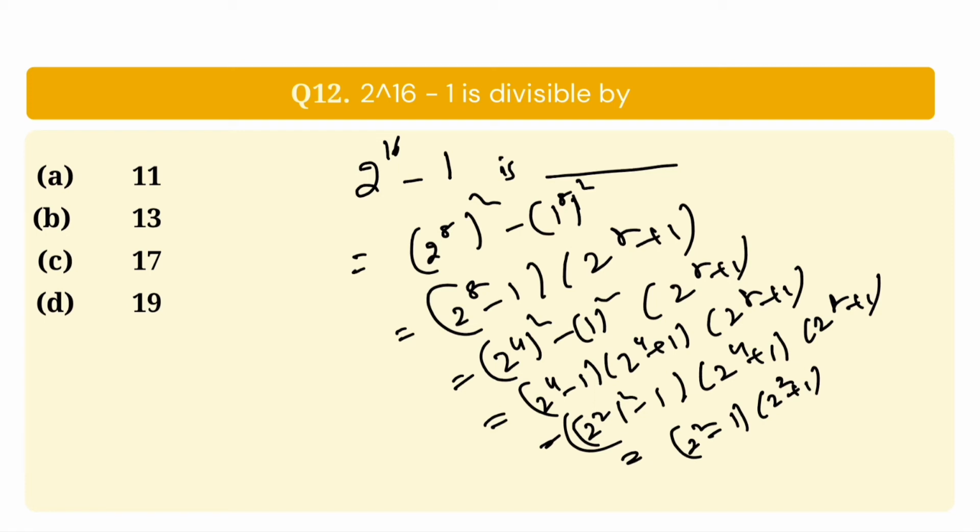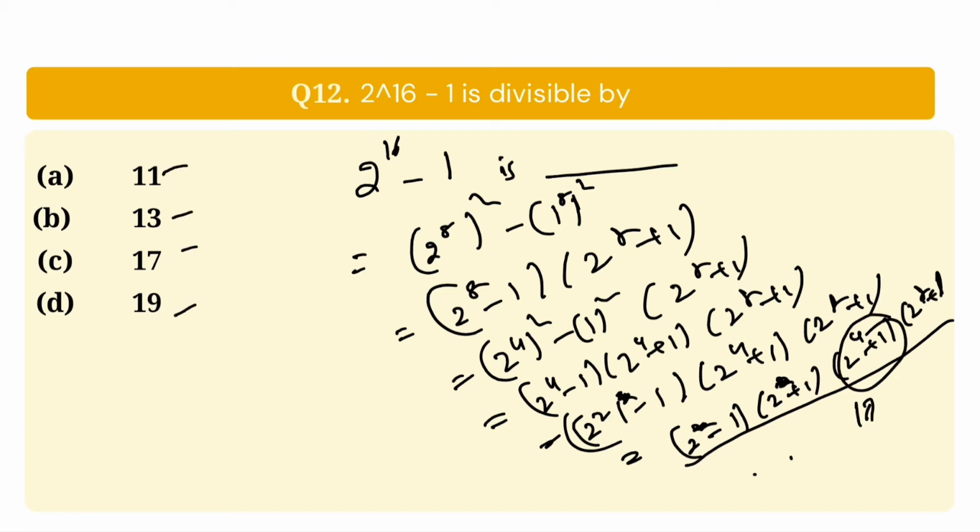Sorry, 2 power 4, right? 2 power 2 means 2 square. So 2 square minus 1 means 2 minus 1 into 2 plus 1, into 2 power 4 plus 1, into 2 power 8 plus 1. So this complete number can be divisible by 1, divisible by 3, divisible by 17, divisible by 65. Among these options, 11, 13, 17 and 19, we have 17 here. So it gets divisible by 17.